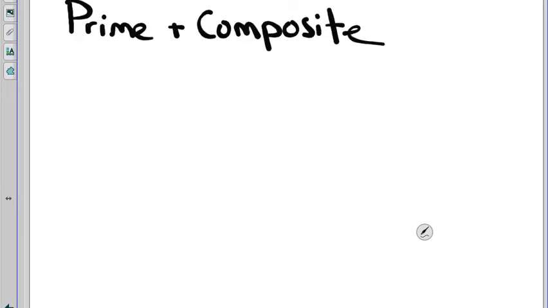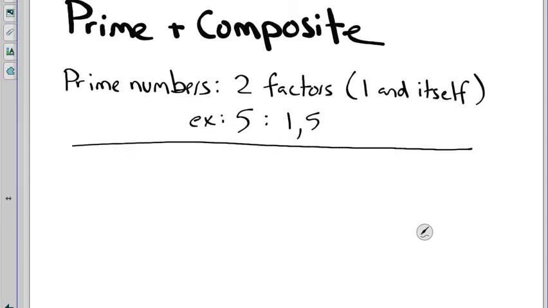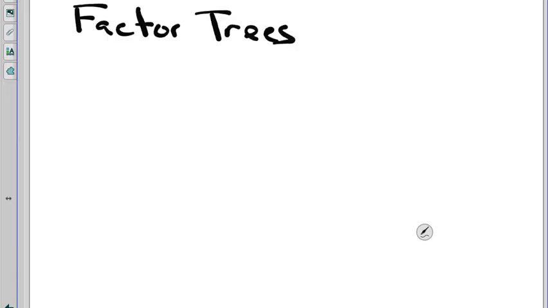Before moving on, we need to define a couple more terms, and you may have heard of these before. We have prime numbers and composite numbers. Prime numbers have exactly two factors, 1 and itself. For example, 5 can only be divided by 1 and itself, so 5 is prime. So what is a composite number? Composite numbers have more than two factors. They're made up of prime numbers. For example, 15 is composite. You can divide it by 1, 3, 5, and 15. It has more than two factors, and that makes it composite.